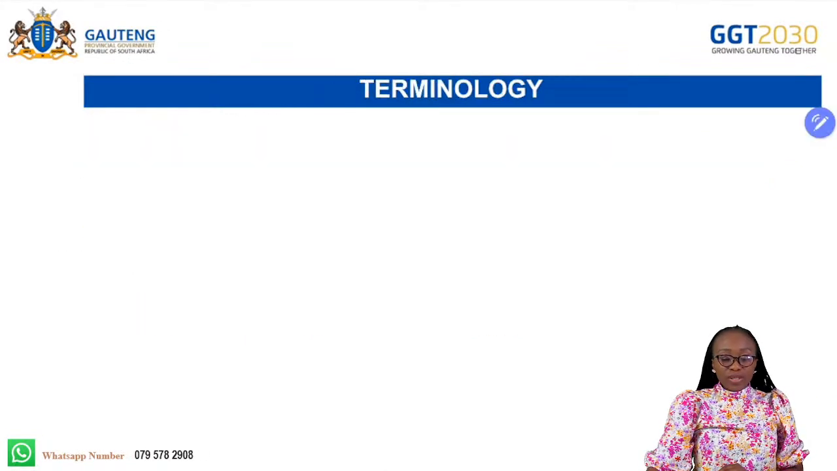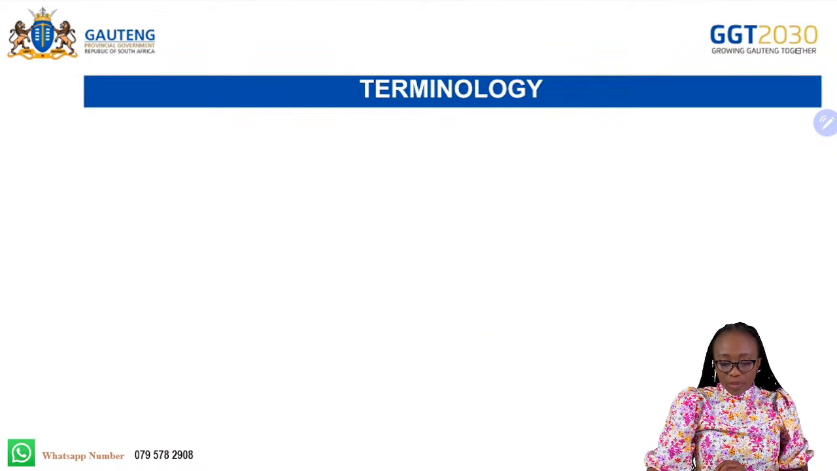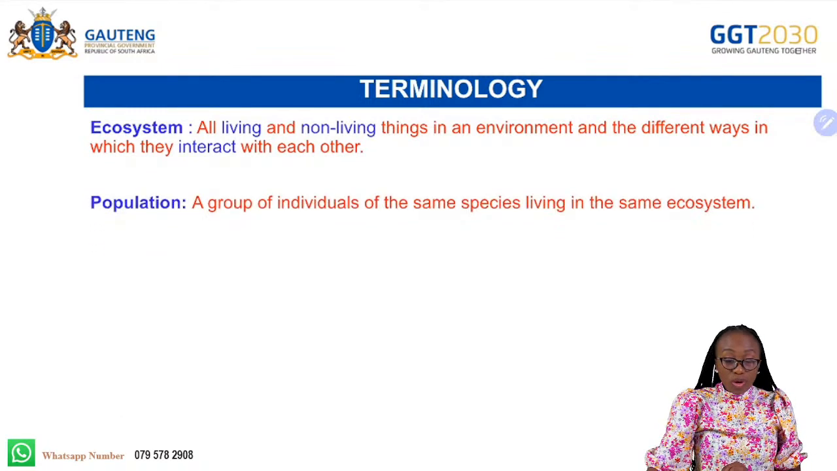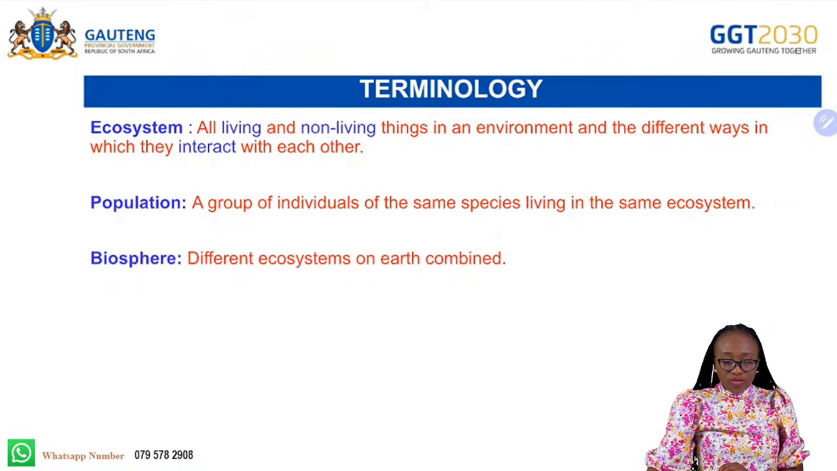Welcome back. Now let's move on to terminology. So these are the important terms that we are going to learn today. The first term is ecosystem. What is an ecosystem? This covers or refers to all living and non-living things in an environment and the different ways in which they interact with each other. Population refers to a group of individuals of the same species in the same ecosystem. Biosphere refers to different ecosystems on Earth combined.